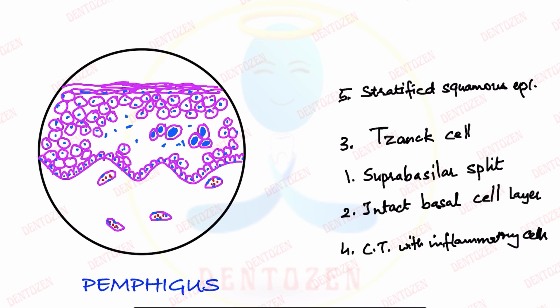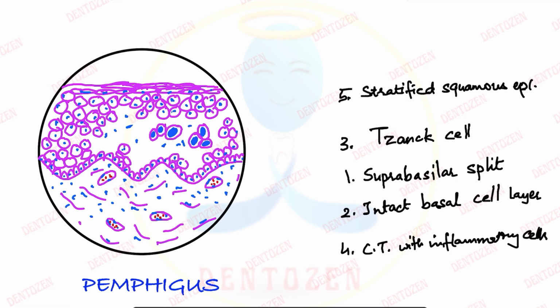Then we can draw some collagen fibers. We can draw some fibroblasts. Then we can draw some inflammatory cells here. It should be like blue dots. So that is the histopath diagram of pemphigus.